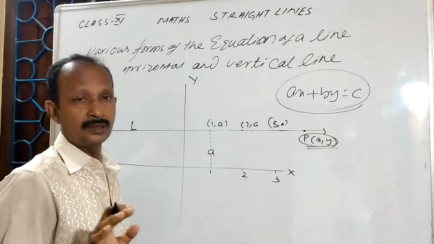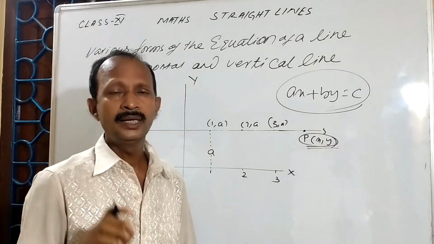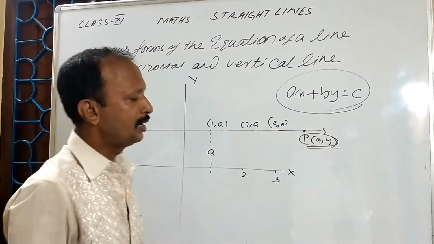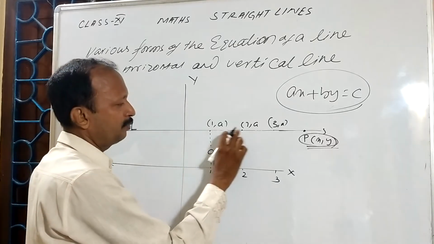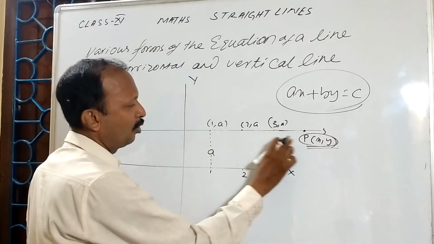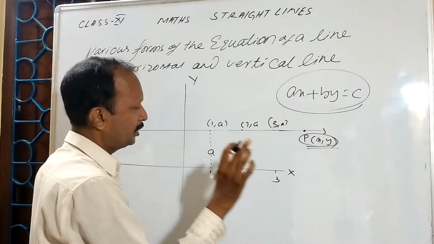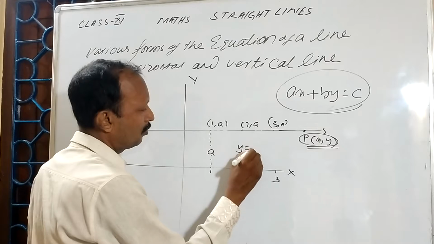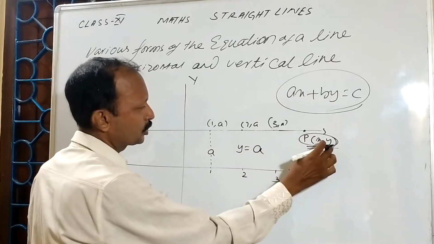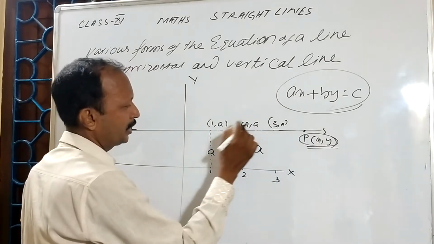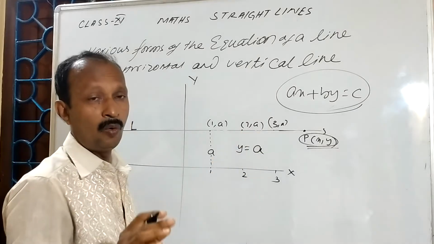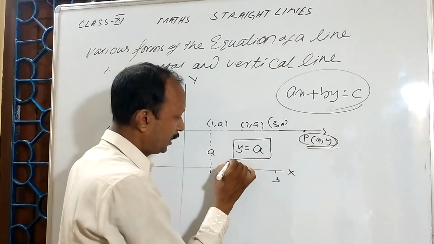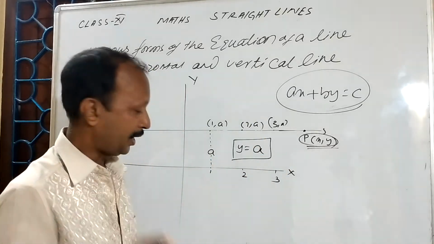So what is the equation? The equation of this line is nothing but the relation between these points. Now you see what type of relation we are observing among these points. You see that everywhere the relation is y is equal to a. So y equal to a is the equation of this line.